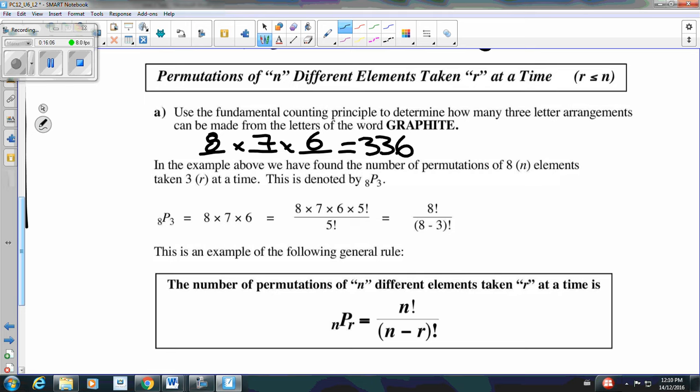The other handy thing, though, is your calculator can calculate this. So to do this on your calculator, from your calculate screen, you're going to hit your menu button. And again, you're going to go to that probability menu. So then you're going to go to 5, probability. From there, you're going to go down to 2, permutations.